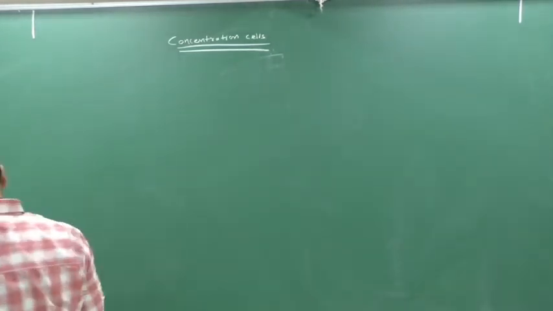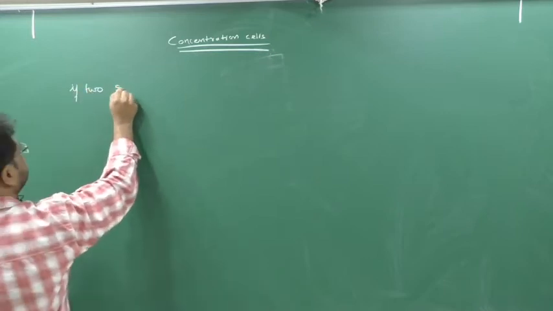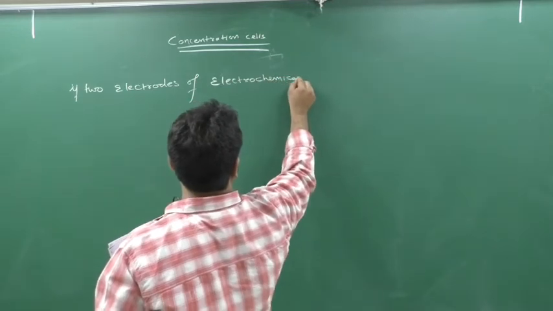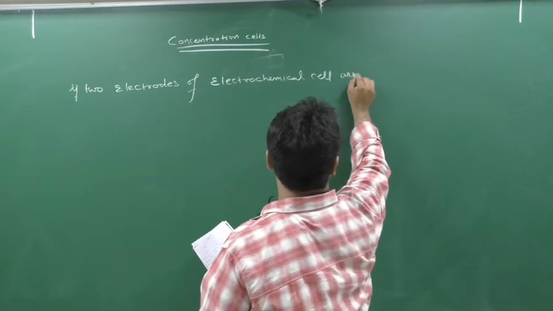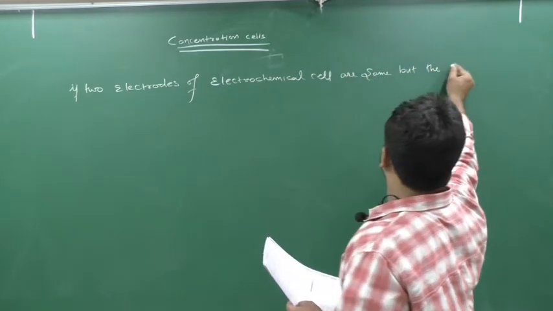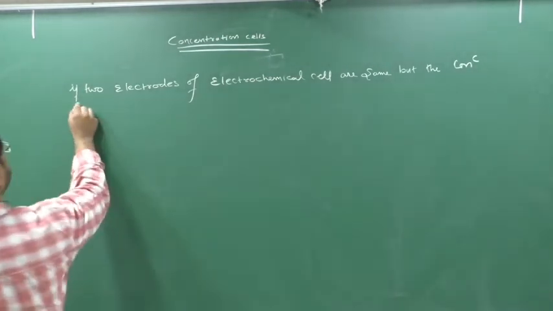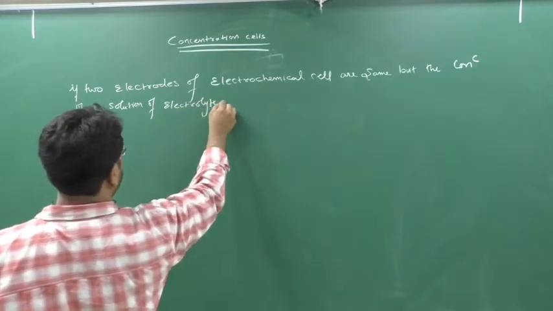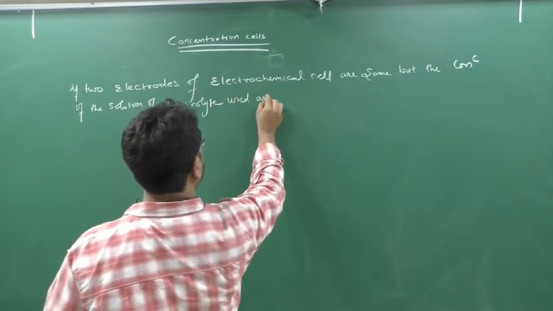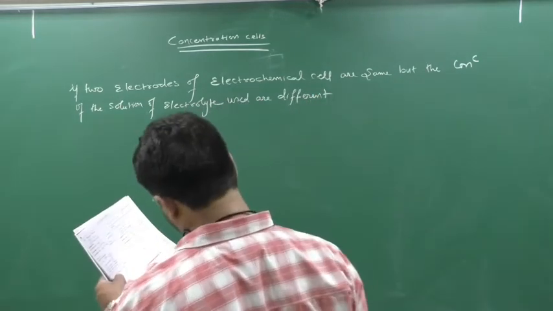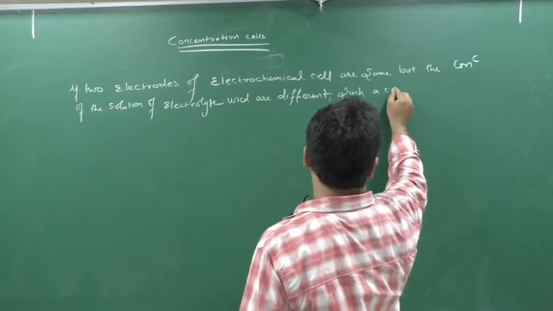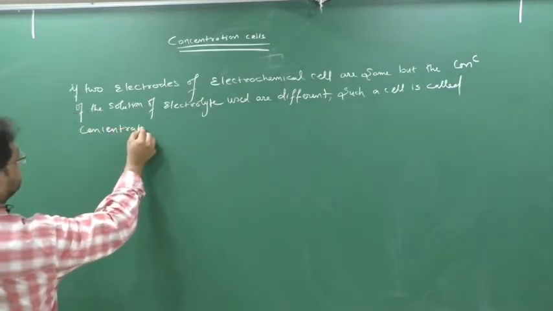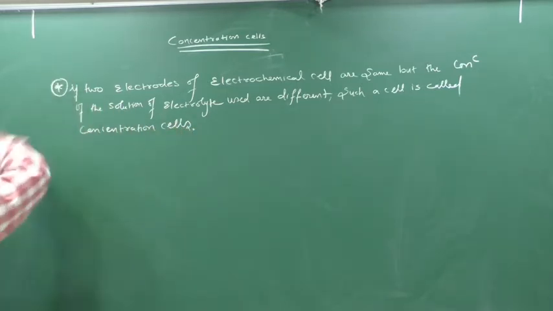Write down: if two electrodes of an electrochemical cell are the same, but the concentration of the solution of electrolyte used is different, such a cell is called a concentration cell.